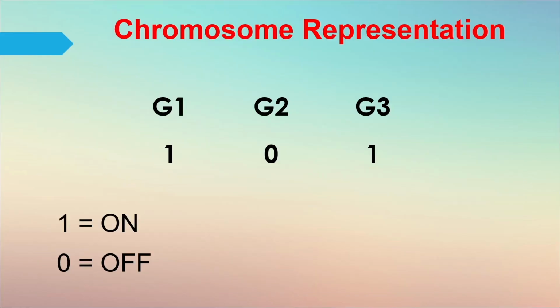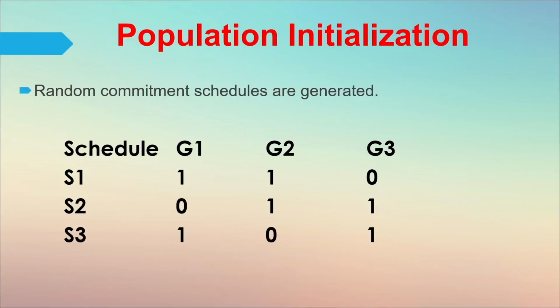Now the chromosome representation is for three generators. Here 1 represents that the generator is on, and 0 represents that the generator is off. These are the combinations, 101, 001, 110, 111, and so on. If you apply on for all the generators or off for all the generators, it is like that. Each of these can be treated as a schedule.